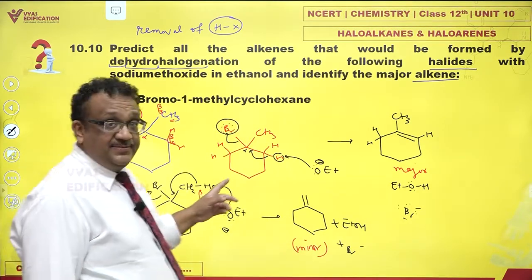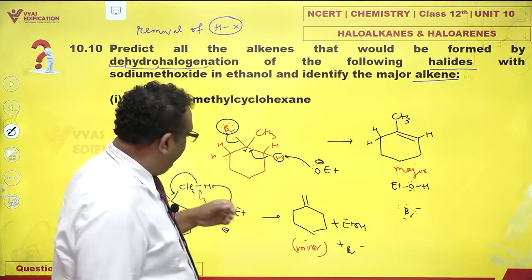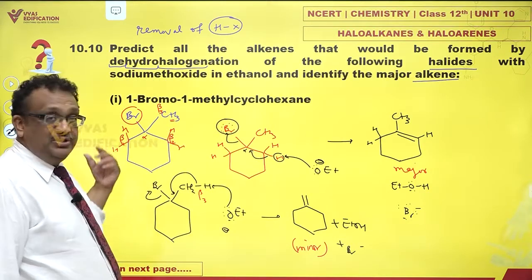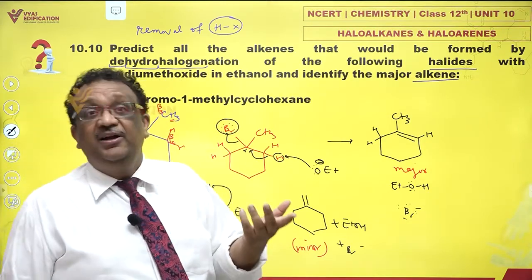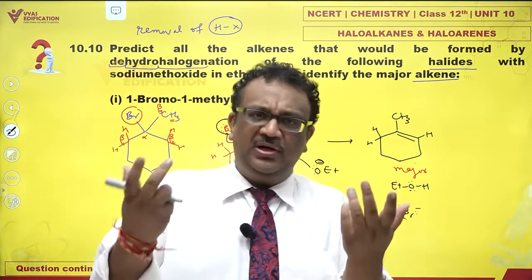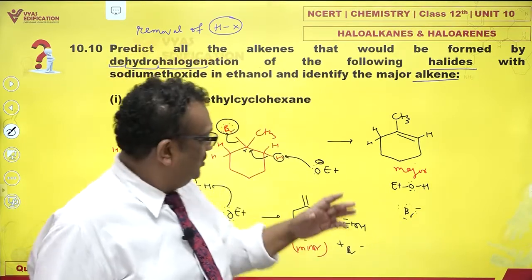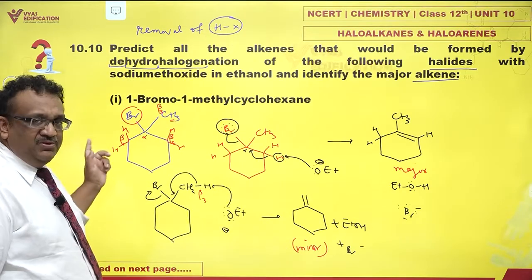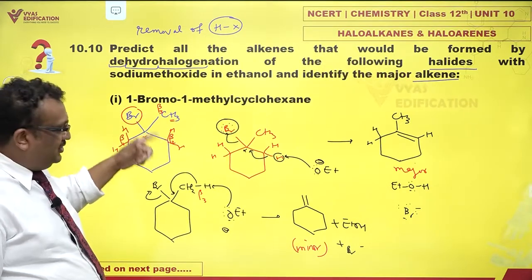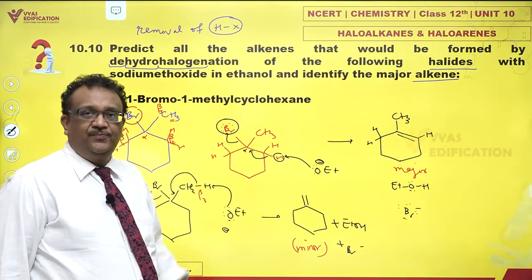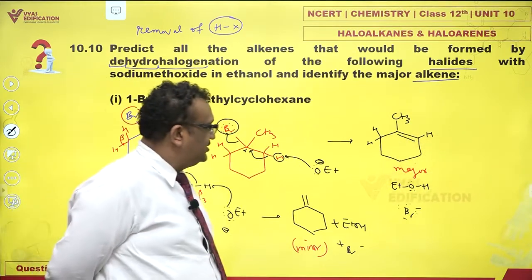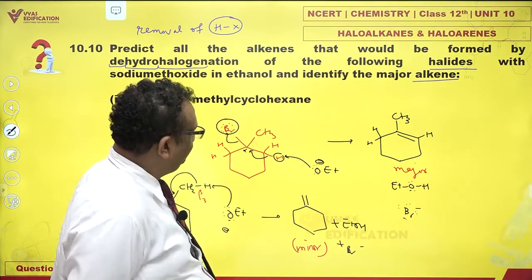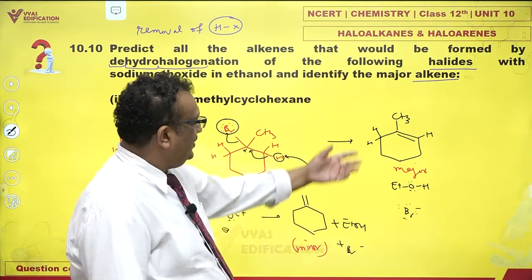In this case, major and minor was dependent on beta hydrogens. If you have 3 different types of beta hydrogens, you get 3 different types of products. So it's as simple as that. In our case, we had beta 1 same as beta 2, beta 3 was different. So I have 2 types of products. Okay, that's fine. Anything else? Well, I guess that's it.